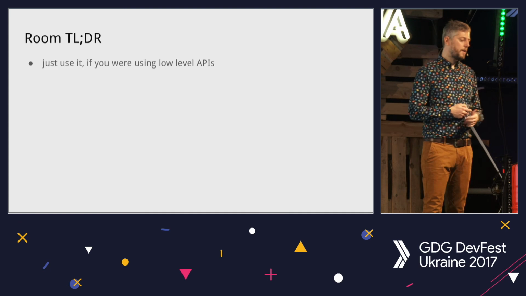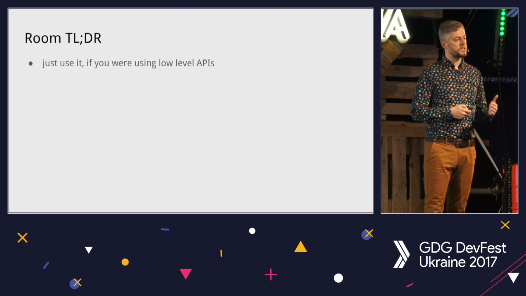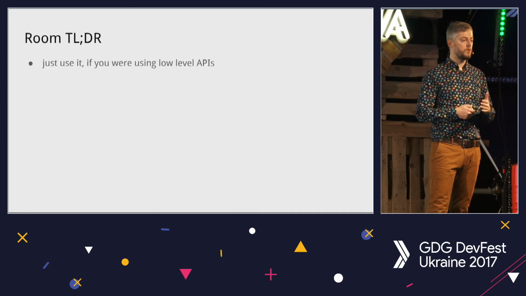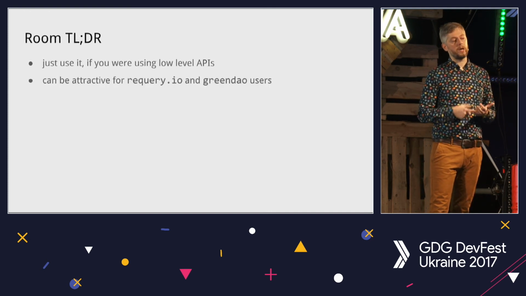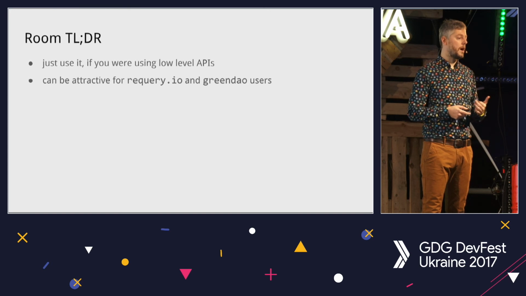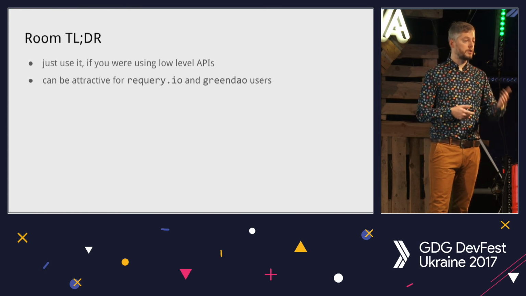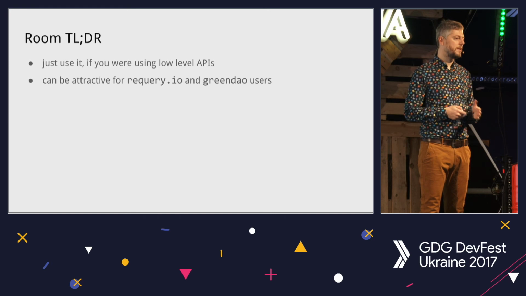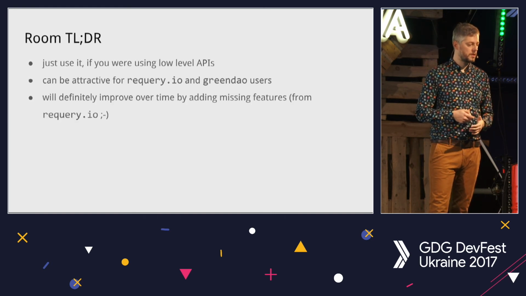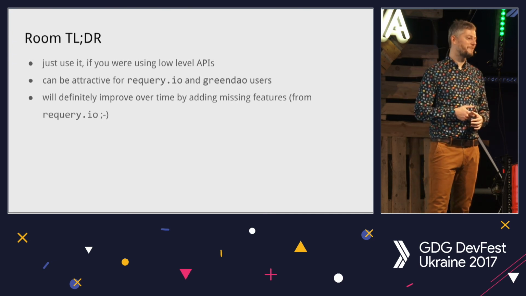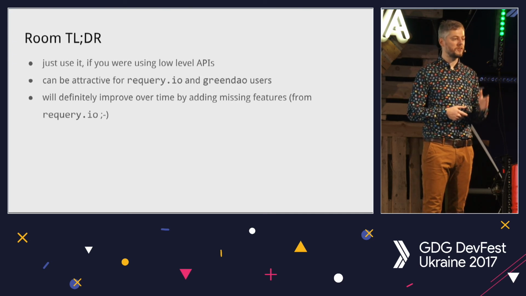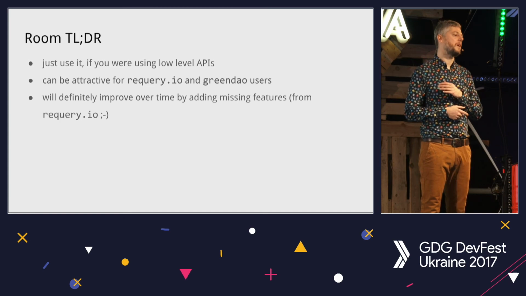So to sum this up, Room is a really cool alternative if you, for whatever reason, were using low-level APIs. But it also can be attractive for Requery users like myself or GreenDAO users, because it's, I would say, almost there when it comes to features. For sure, there are going to be more features imported from Requery, and you can mark my word on that, because right now they have like half of the features from Requery, literally the same annotations, the same idea, so I can expect more to be imported.